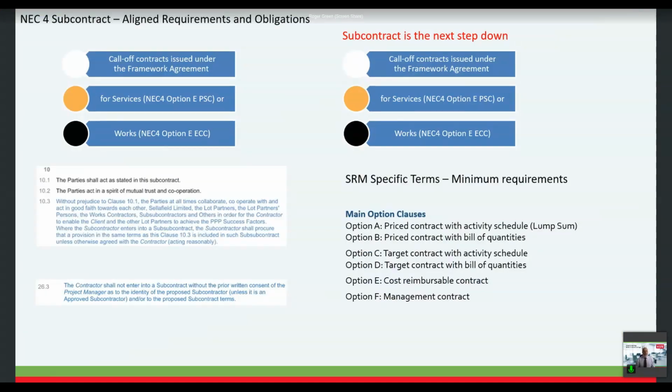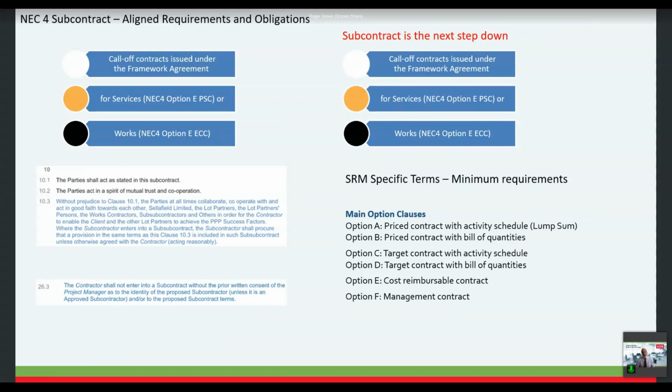So alignment of the requirements and obligations. I've said to you that there's then a thread that appears through the contracts in terms of the core clauses and in terms of the standard NEC4.